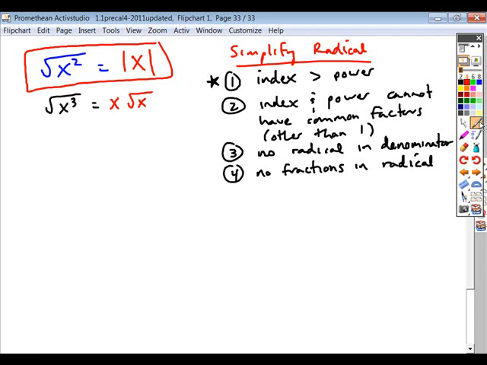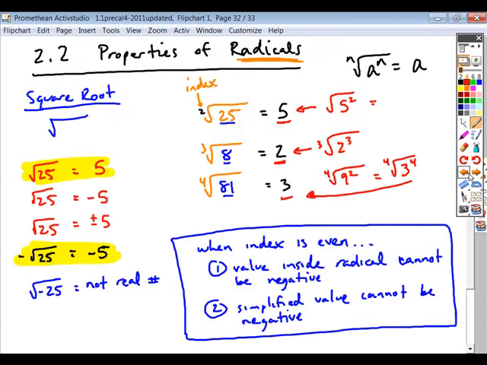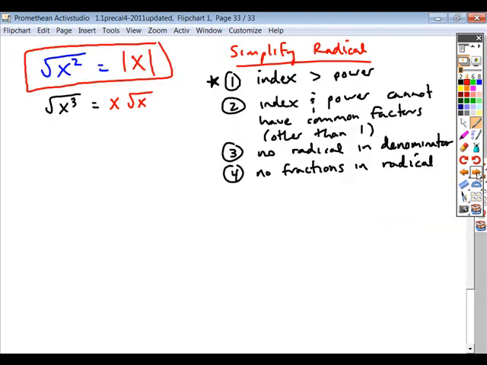Okay, so now anytime you simplify even indexed radicals, you have to go back and test those 2 rules that I wrote on the other slide. The value inside the radical can never be negative. You need to ensure that that's met. And then the simplified value can never be negative. So let's look at this. If we look at the original form, can x even be a negative number? A negative cubed gives you an overall value that is negative. So can you take the square root of a negative? No.